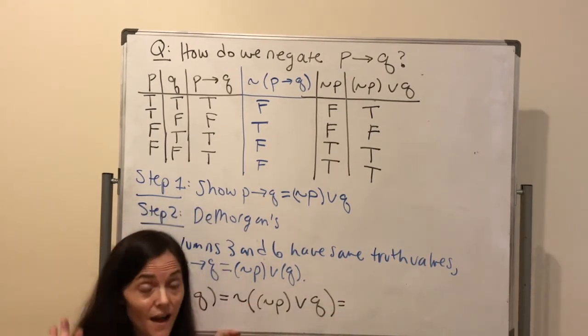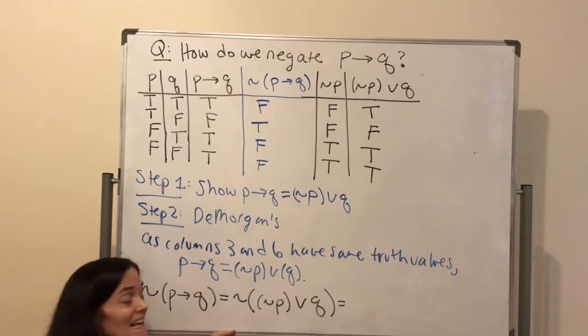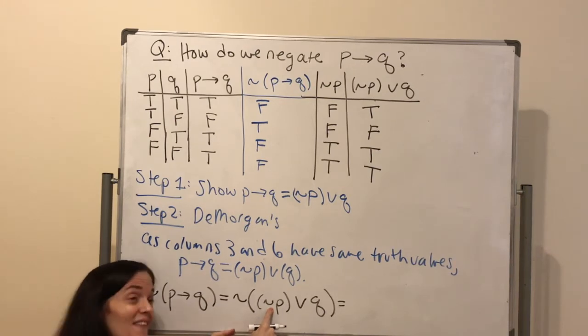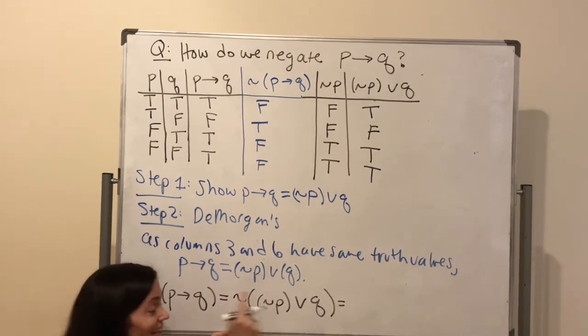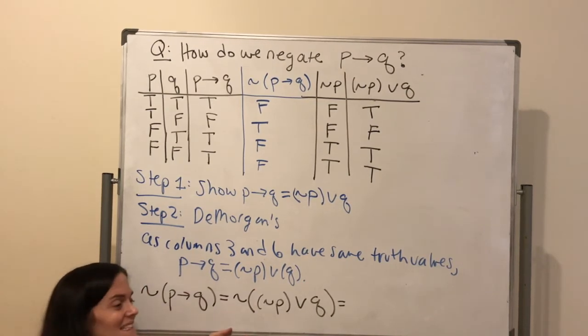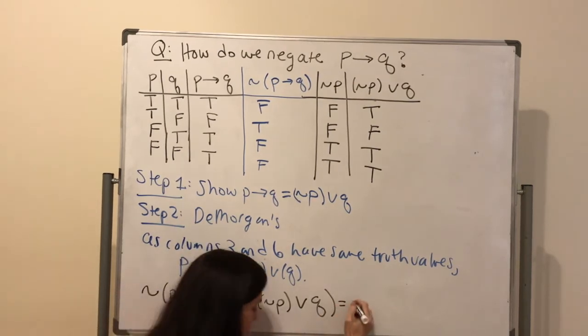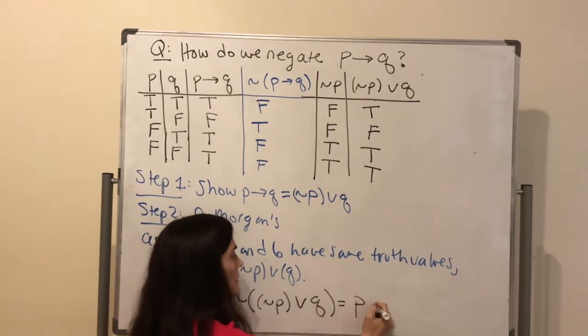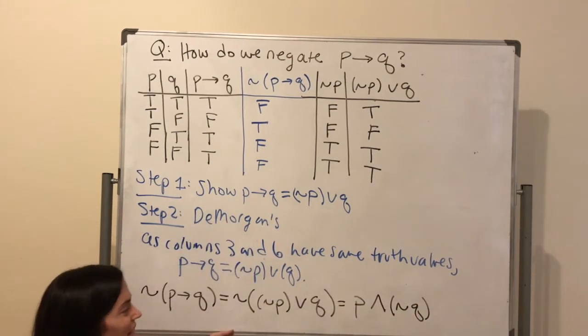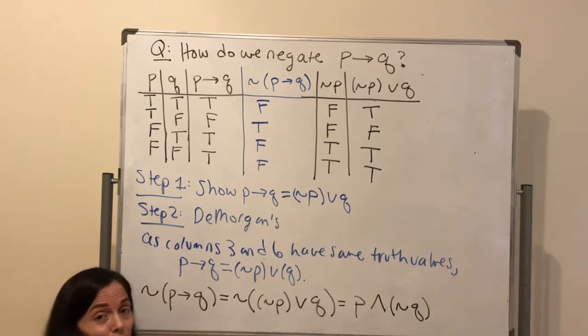well, if I take not of not P, this is just P. Not P will switch all the T's to F's and all the F's to T's, and then you take not again, and it switches all the T's back to F's and all the F's back to T's, so you land yourself back at P. So this is P, like this. So this is a way to write the negation of P implies Q.